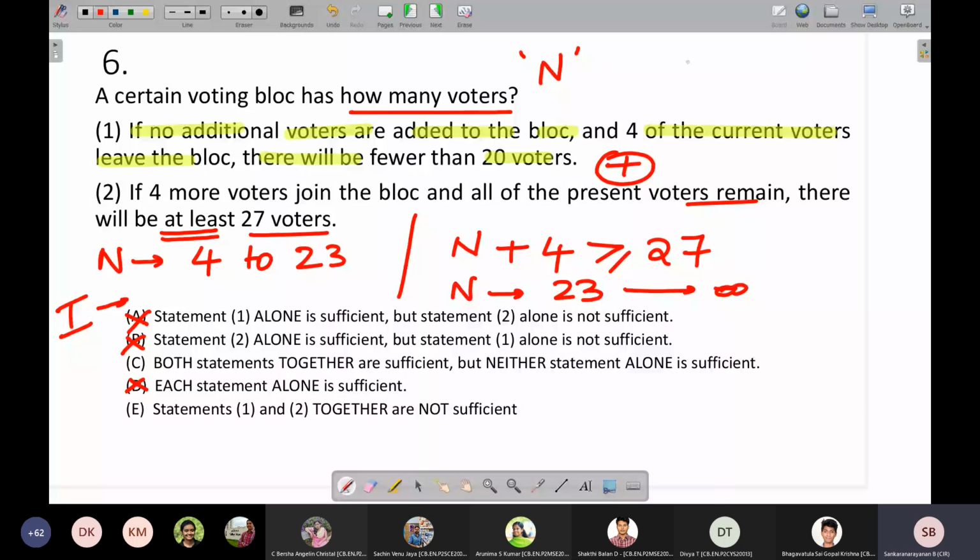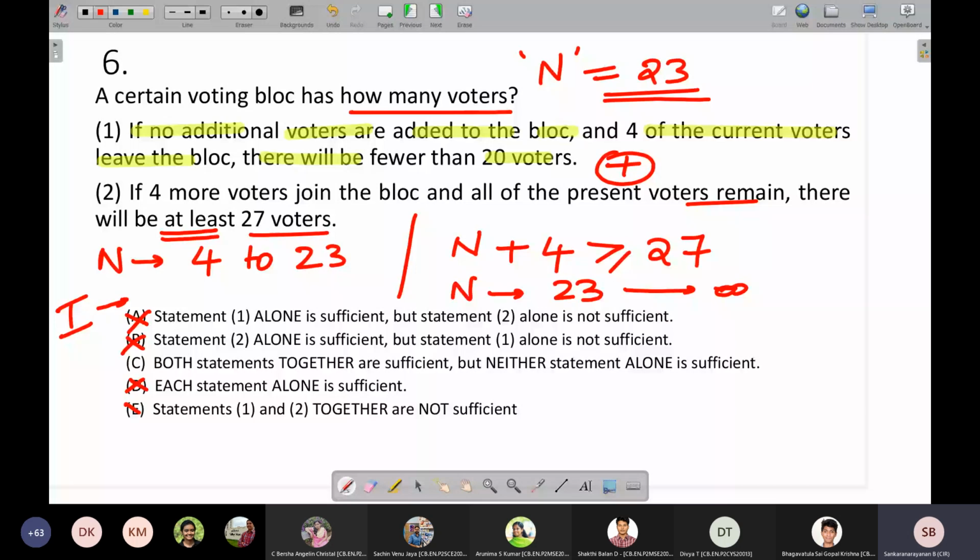Tell me. 1 gives you 4 to 23. 2 gives you 23 and above. So combining them, you get the value for n. How much is it? 23. So when you combine 1 and 2 together, yes, you can answer the question. So it is not about data insufficient. So you will mark option C as your answer here.